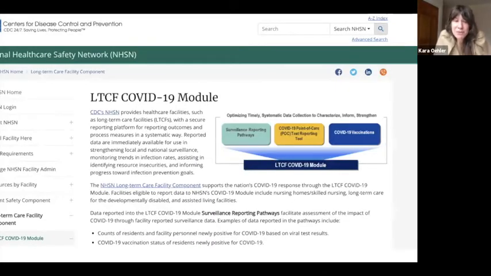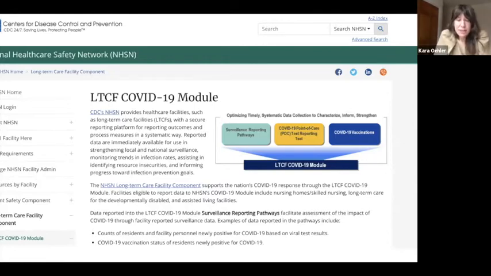Facilities can report through this long-term care facilities COVID module. There are 3 types of facilities that are eligible to report. Skilled nursing facilities and nursing homes are required to report at least weekly, but they can report daily. Assisted living facilities and residential care facilities, those facilities that represent about 800,000 residents that we talked about a minute ago, can report to this module, but it's not required. And care facilities for the developmentally disabled are also eligible to report here.